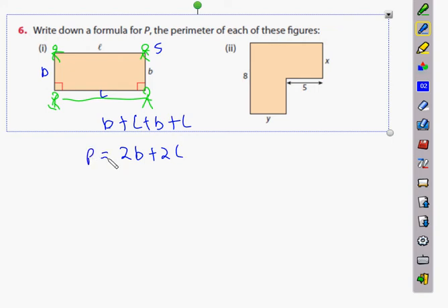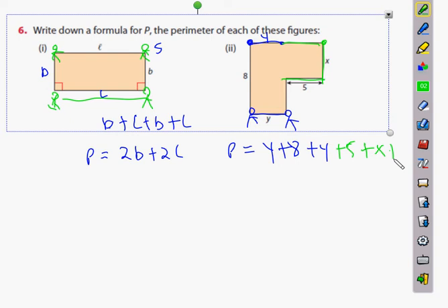You happy with that? Now, I ask you to run this one. Okay? You start here. P equals, you go a distance Y. Then you go a distance 8. You're now here. Then you cover another distance Y because it's the same length as this one here. Then you cover another distance of 5. Then you cover a distance of X. Then you cover another distance of 5.